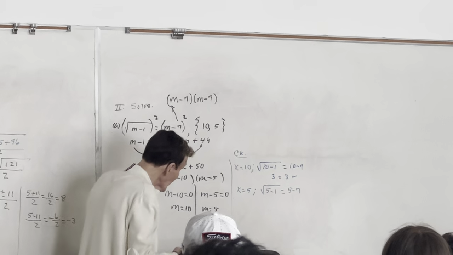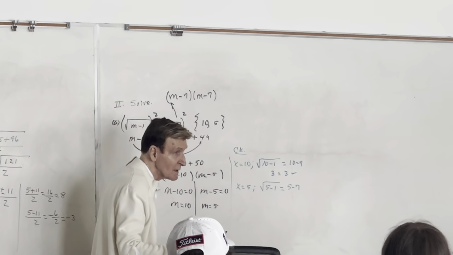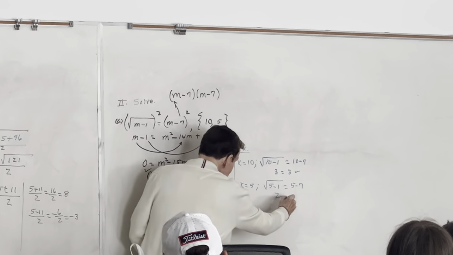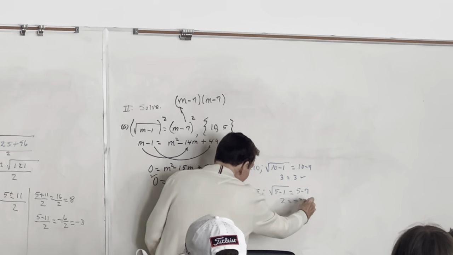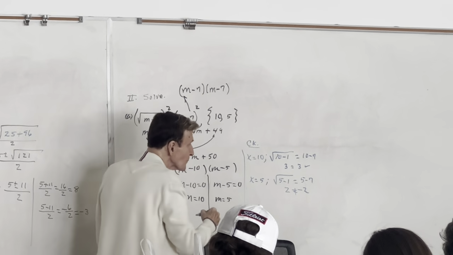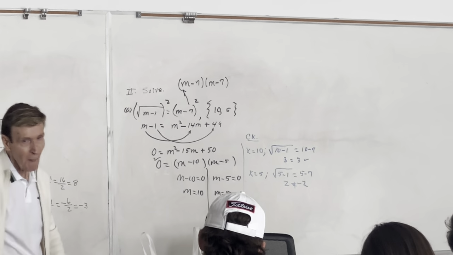Left-hand side, square root 4. Is that 2? And the other side's what? We caught one here. It's not gonna work. The two sides do not match up.